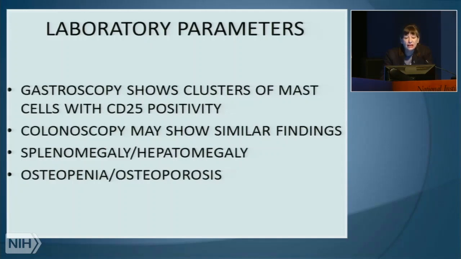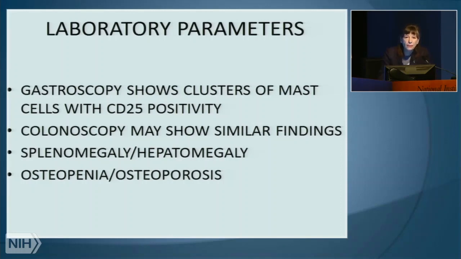Now, gastroscopy will often show clusters of mast cells. Oftentimes, I've asked patients who've had a recent endoscopy, I've called their gastroenterologist, who's then gotten in touch with the pathologist, who's taken out the frozen section and then stained the gastric mucosa for CD5 positivity. And in a few cases, we've actually found it there.